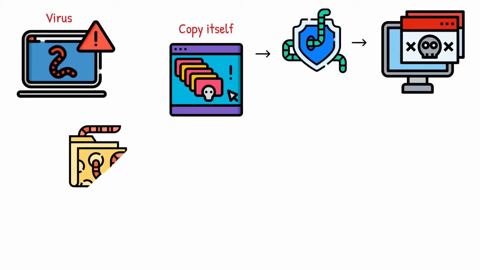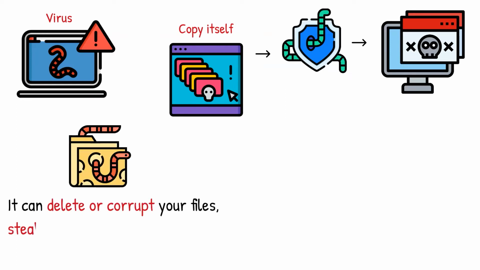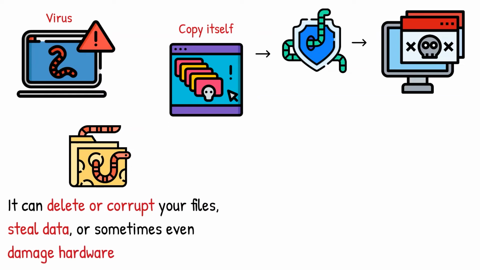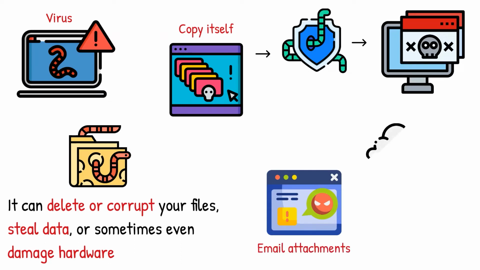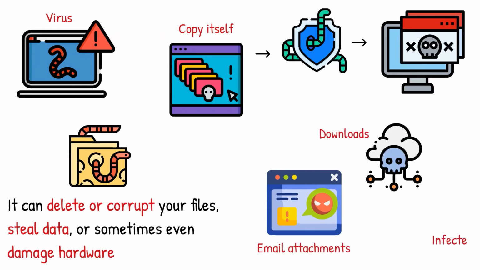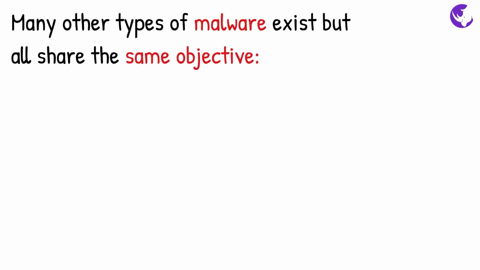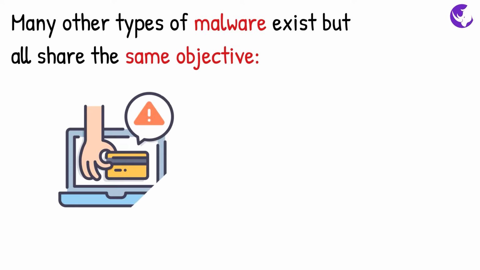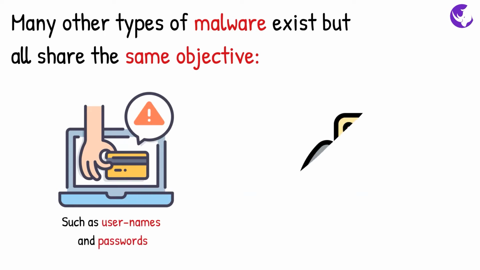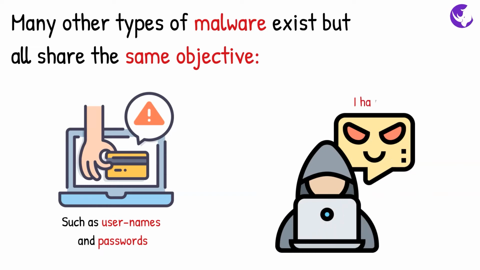Once a virus has infected a business system, it can delete or corrupt your files, steal data, or sometimes even damage hardware. Viruses can originate as email attachments, website downloads, or infected USBs shared between users. Many other types of malware exist, but all share the same objective: to capture and steal sensitive information, such as usernames and passwords, and transmit this information back to its originator without the knowledge of the system user.